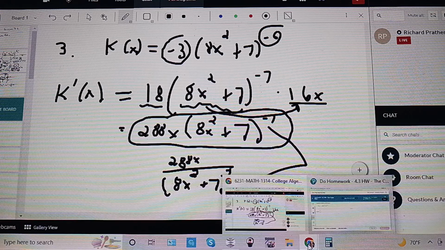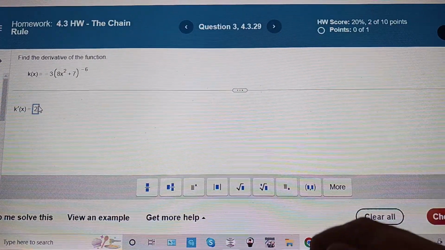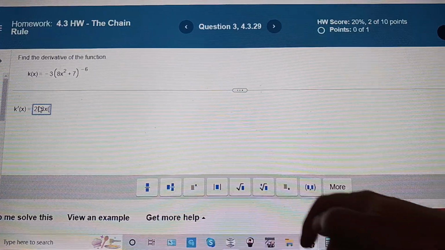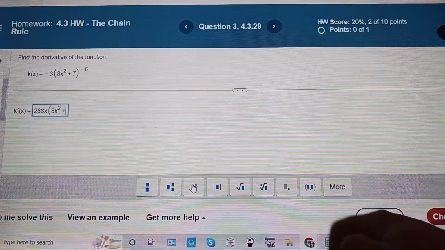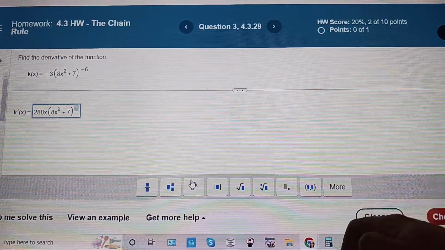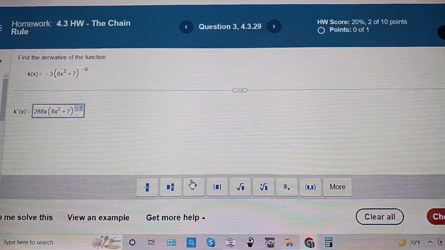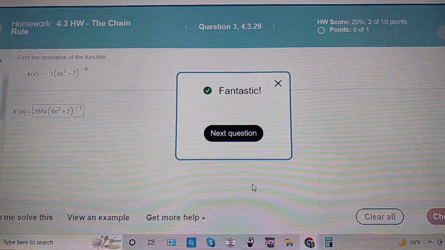I wanted to mention one more thing. Okay, well, I can't think of it. Okay, so I would just do 288x and then keep your 8x squared plus 7 base. And then that got raised to the negative 7th power.